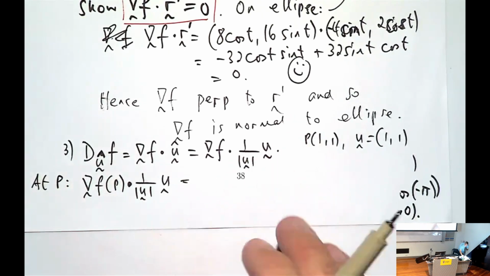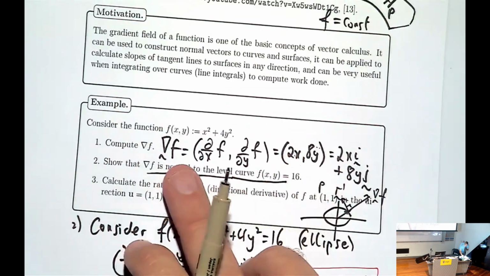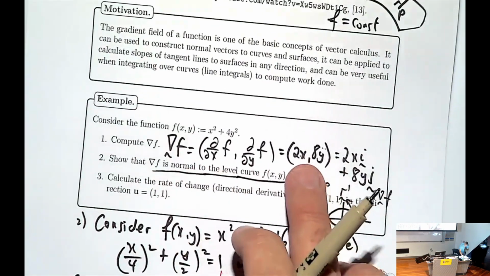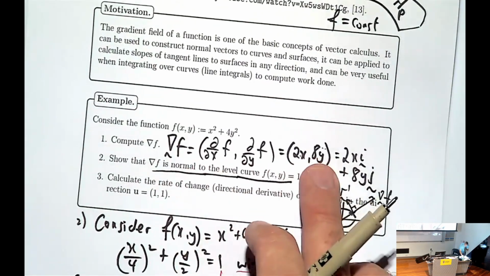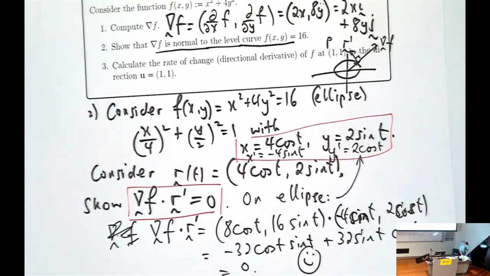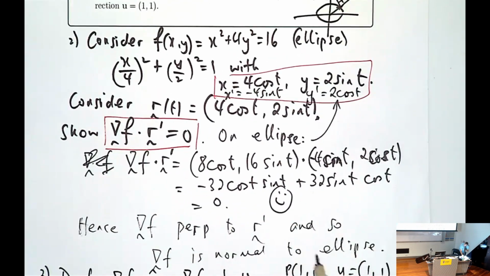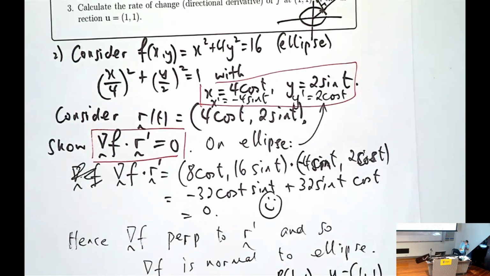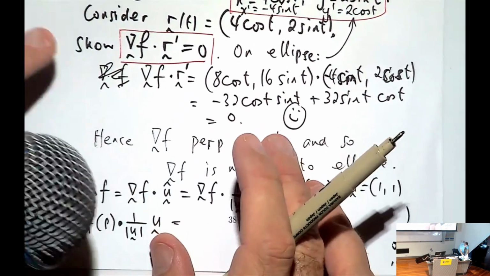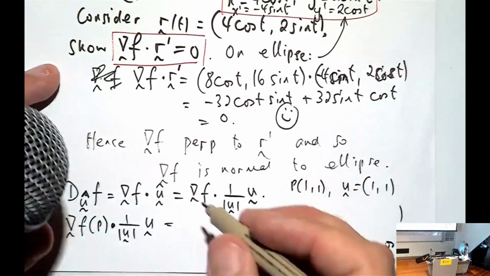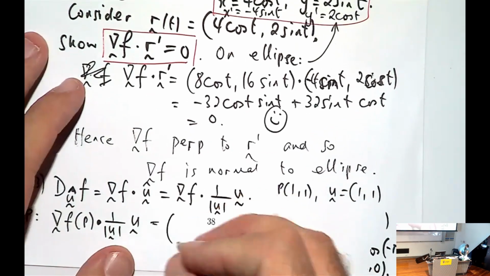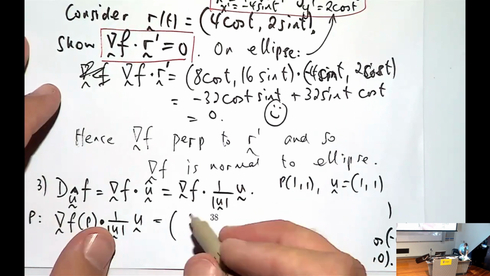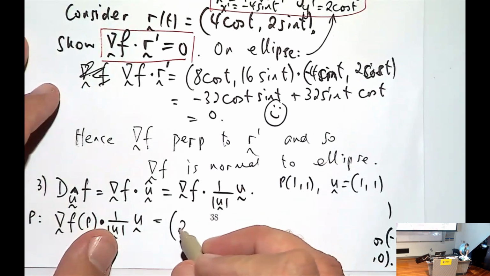Okay, let's go back up here. We've already got our gradient vector, but we want to evaluate it at x equals 1, y equals 1, because that's our point of interest. So this is going to be (2, 8).